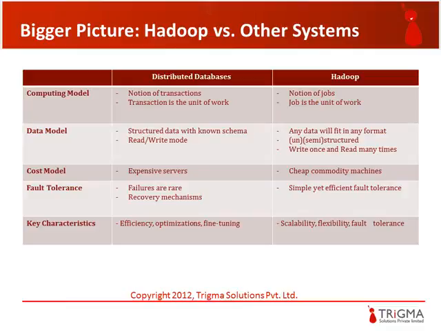The cost model for distributed databases is expensive servers, and the cost model for Hadoop is cheap commodity machines. Fault tolerance in distributed databases: failures are rare and have a recovery mechanism. Fault tolerance in Hadoop is simple yet efficient. Key characteristics of distributed databases are efficiency, optimization, and fine-tuning. And for Hadoop they are scalability, flexibility, and fault tolerance.